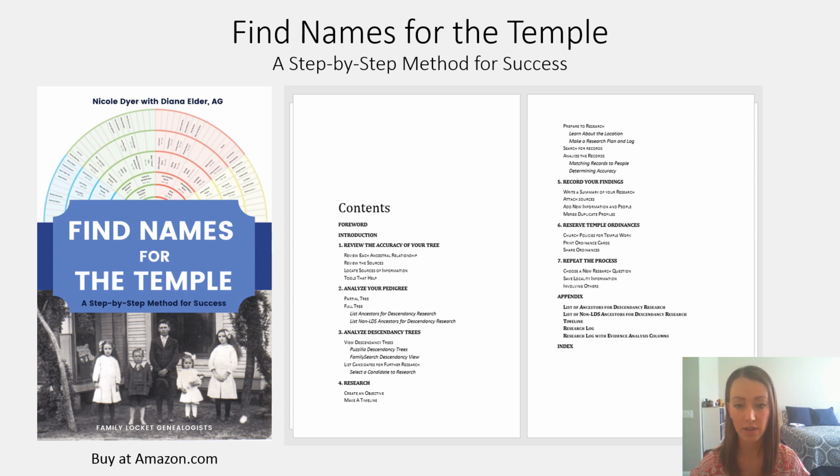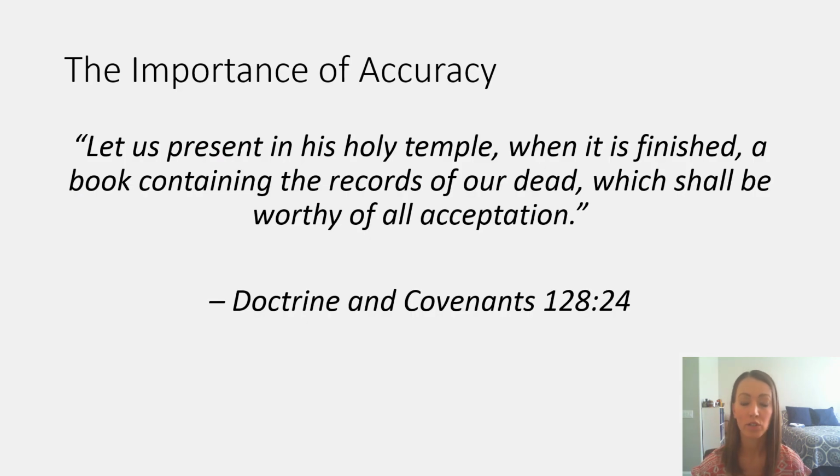I'm going to talk in this video about the first chapter, review the accuracy of your tree, and how to make sure that you're not barking up the wrong tree. In Doctrine and Covenants 128:24, it says, "Let us present in his holy temple, when it is finished, a book containing the records of our dead, which shall be worthy of all acceptation." And I think this is important because we don't want to present a family tree that has errors and that has the incorrect links between parents and children. And we know that this is a really important part of the gospel and of sealing, so we want to make sure we do our best. And we can do our best by learning how to do this. So I'm going to teach you guys how to do this.